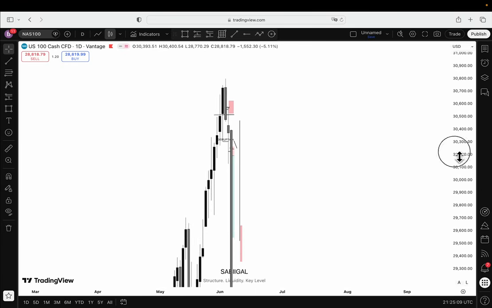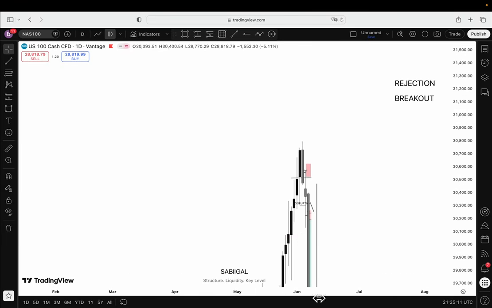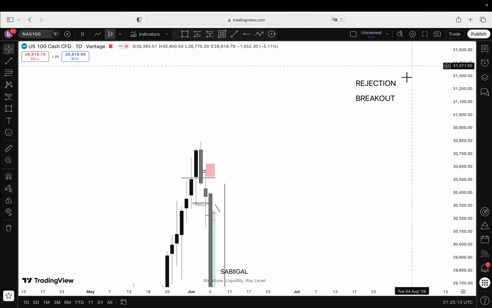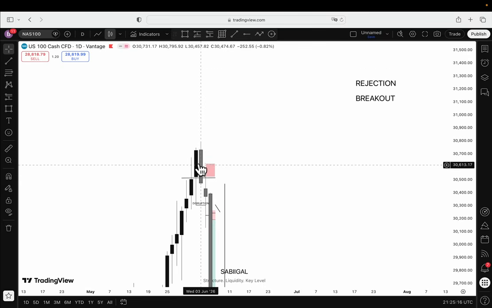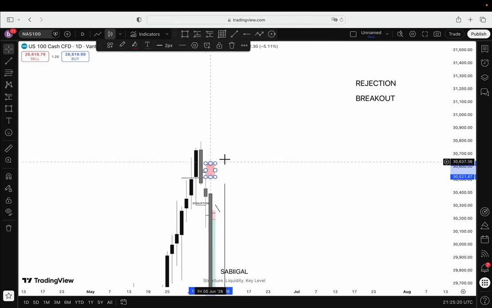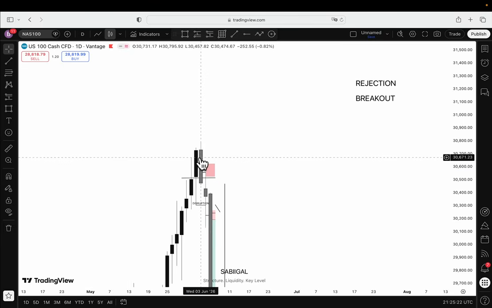If he uses a wick, it's not going to be invalidation, it's going to be called rejection. Invalidation is when he uses body. If he uses wick, it's called a rejection.